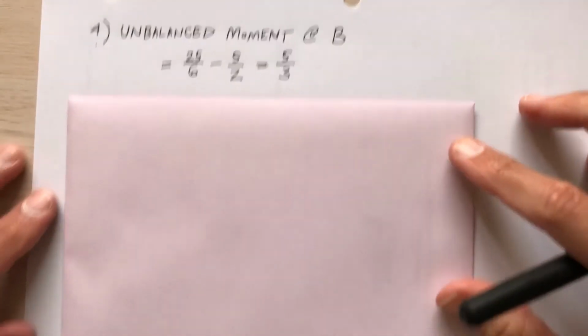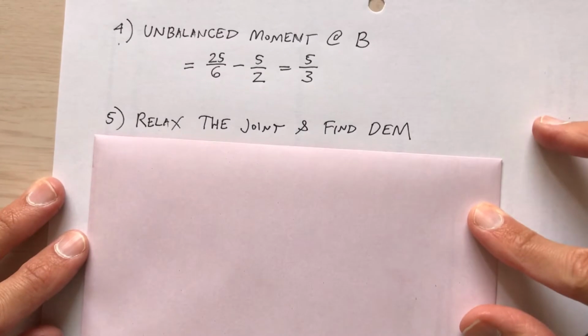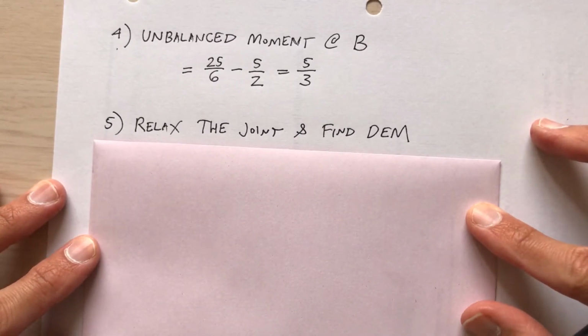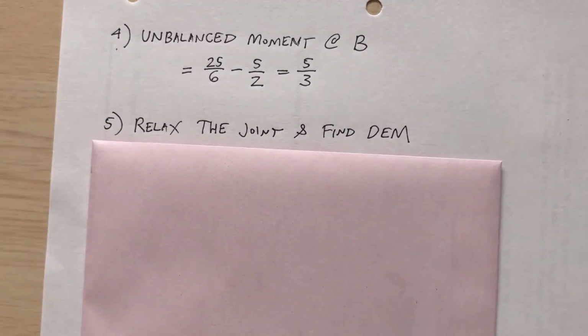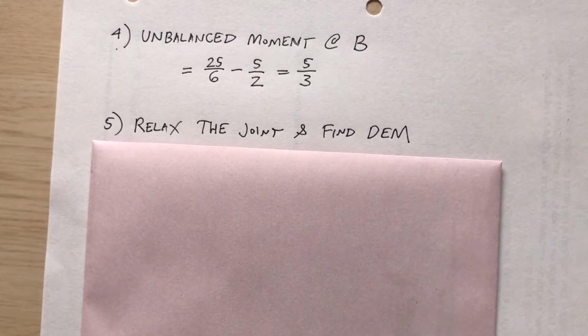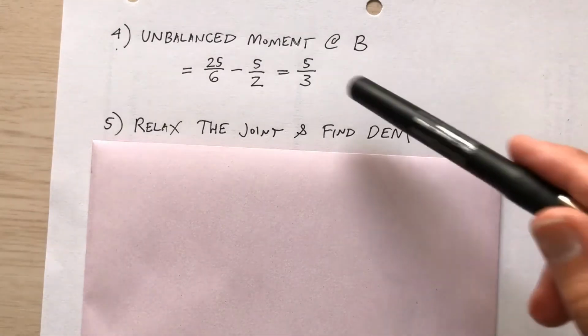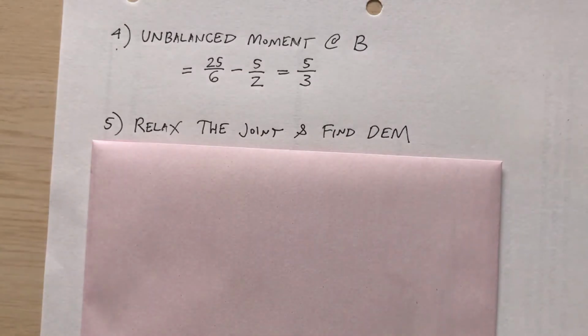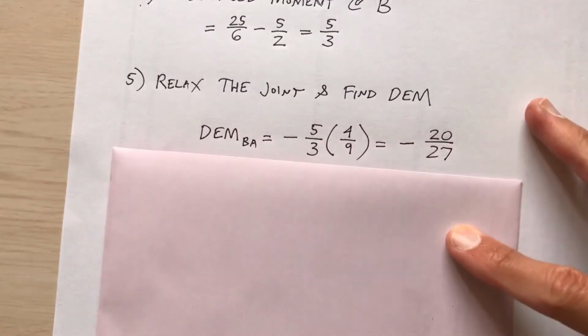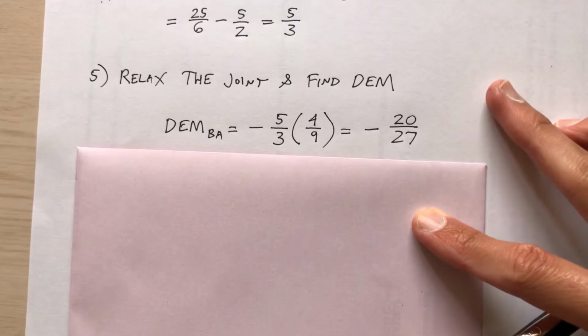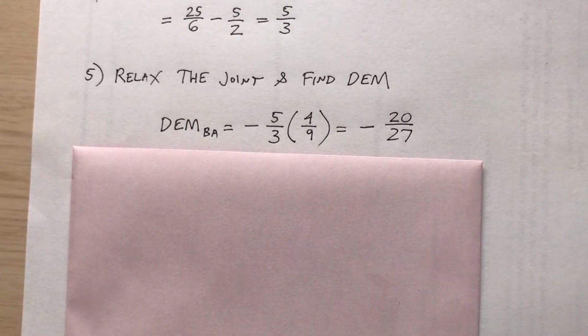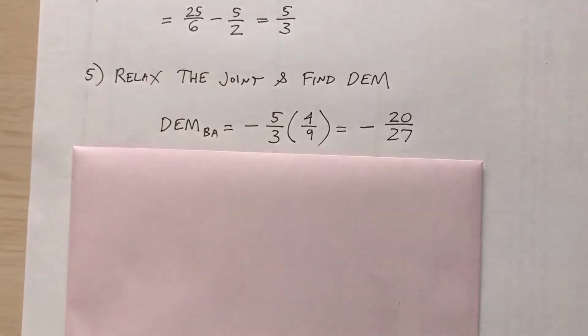Okay, watch this. I'm going to move this pink paper. Relax the joint. Some books say unlock the joint. And find the DEM, the distributed end moment. So that 5/3 number that I found in step 4, hang on to that number. The distributed end moment for BA is negative 5/3. So I'm using the opposite sign. Here I had positive.